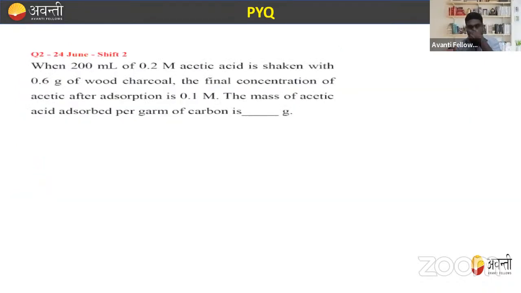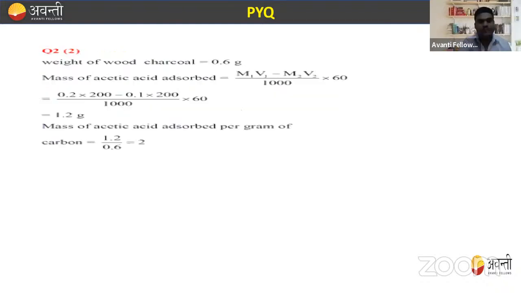Now, when 200 ml of 0.2 molar acetic acid is shaken with 0.6 gram of wood charcoal, the final concentration of acetic acid after the adsorption becomes 0.1 molar. Now you have to calculate the mass of acetic acid adsorbed per gram of the carbon.